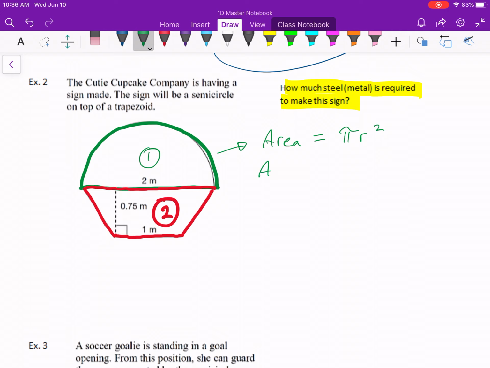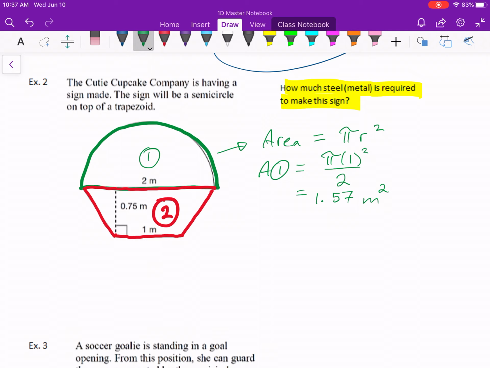So area 1 is going to be pi times, what's the radius? The radius is half the diameter, and the diameter is clearly 2. So half of 2 is 1, so pi times 1 squared, and I'm going to divide by 2 again. The reason I'm dividing by 2 is because it's a semicircle. So 1 squared is 1, times pi is 3.14. Take half of that, I've got an area of 1.57, and the units will be meters squared because it's area.